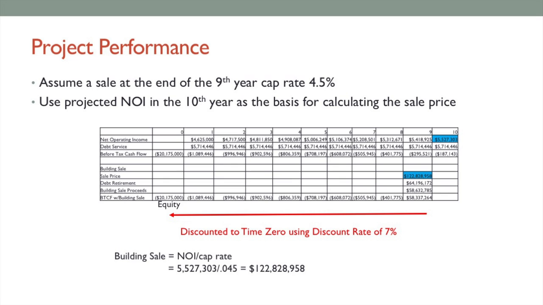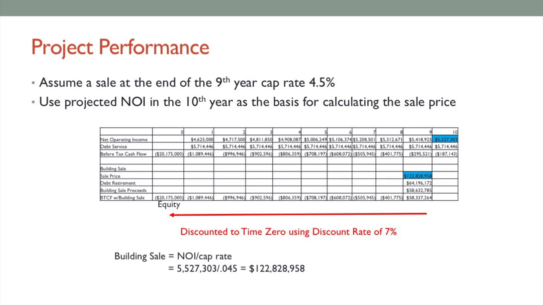So if I look here, I go to the 10th year. The rule of thumb is if I'm selling in the 9th year, I go 1 year into the future. So the 9th year uses the 10th year NOI. So it's always the next year NOI as the basis. So I divide the NOI by the cap rate, and I come up with $122,828,000. That's the projected sale price for that building. So we have that amount now.